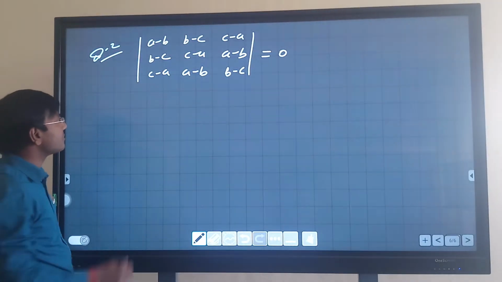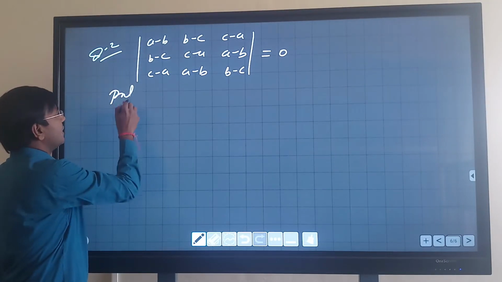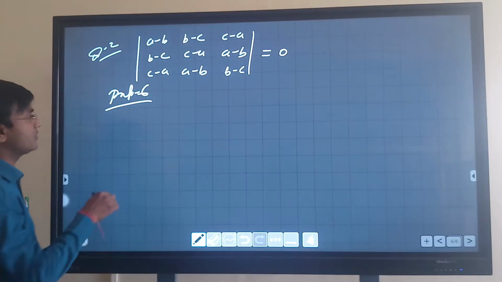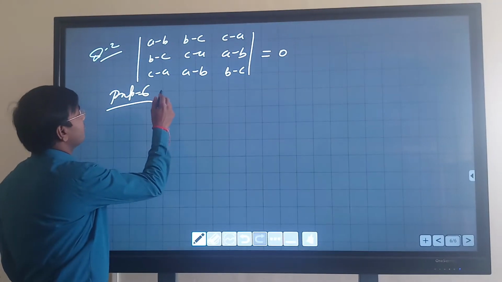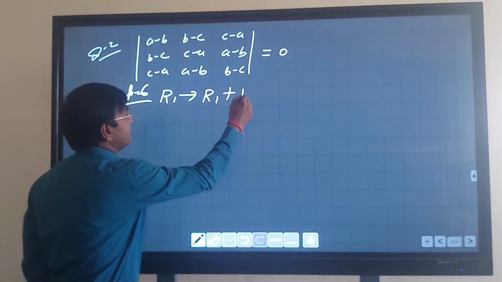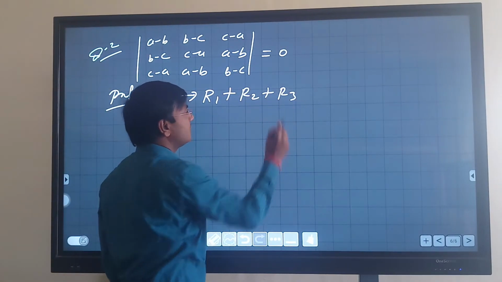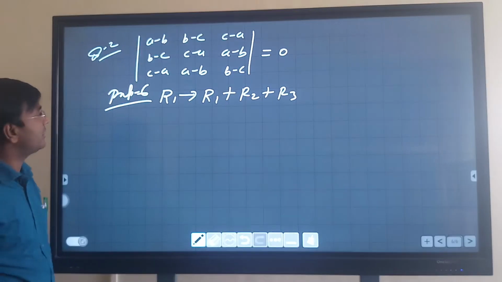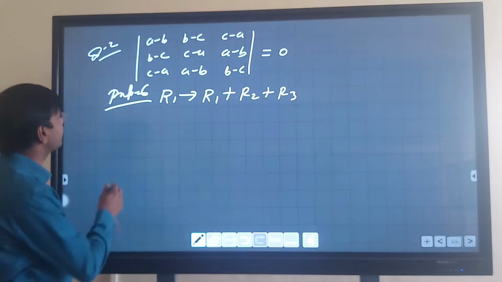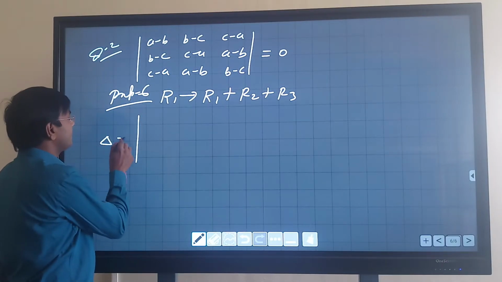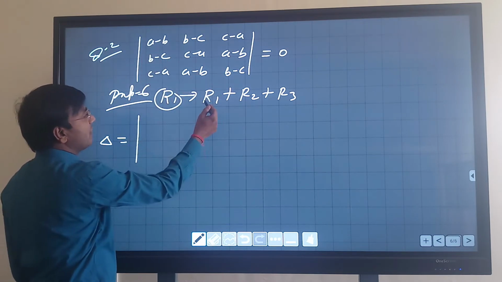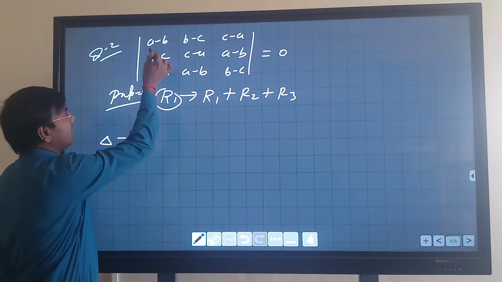And now we are using property number 6, right? So you can see we are using here property number 6, R1 tends to R1 plus R2 plus R3. So let's apply this, or you can think about adding columns. So the symbol of determinant. If we write R1, that is the first row, as the sum of, we are adding all the rows, that is R1, R2 and R3.